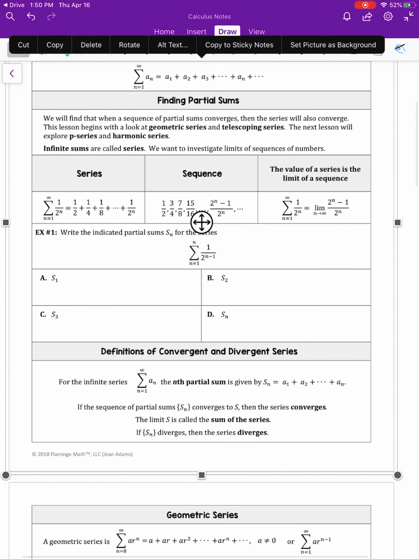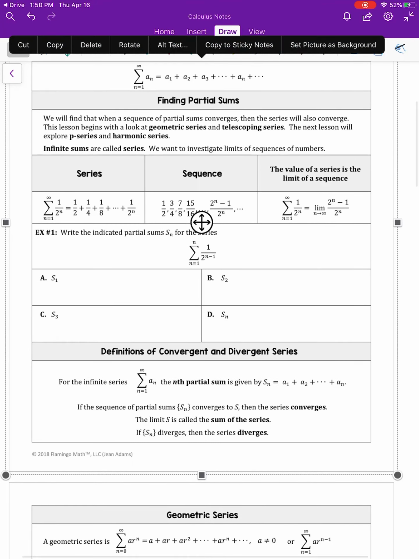All right. So now, example number 1. Write the indicated partial sum S sub n for the series summation n equals 1 to n of 1 over 2 to the n minus 1. They want us to find S sub 1. So that is the partial sum of just the term when n is 1. So this is just going to be 1 over 2 to the 1 minus 1. So 1 over 2 to the 0, 1 over 1, 1. It's just that one term.